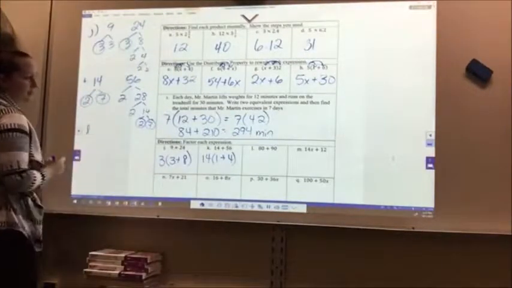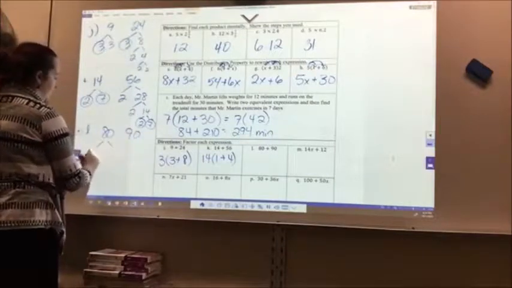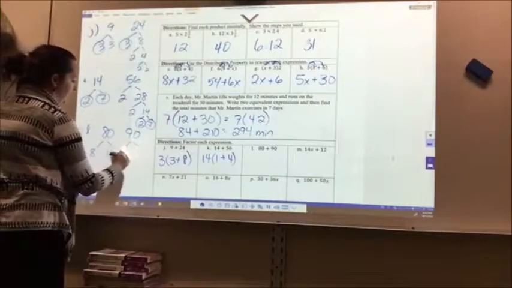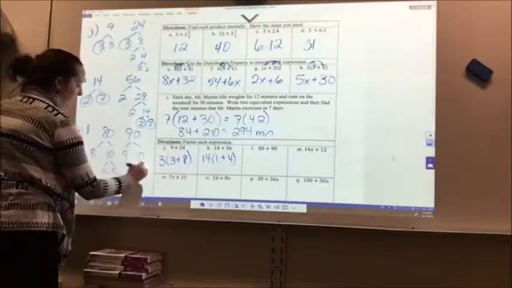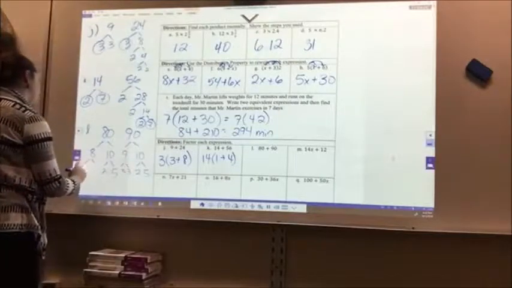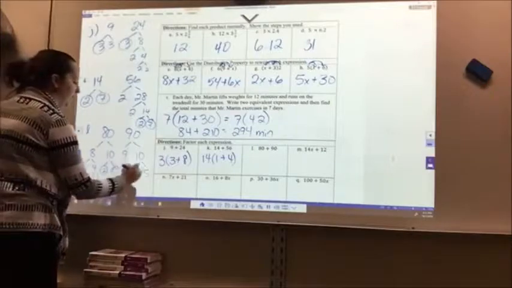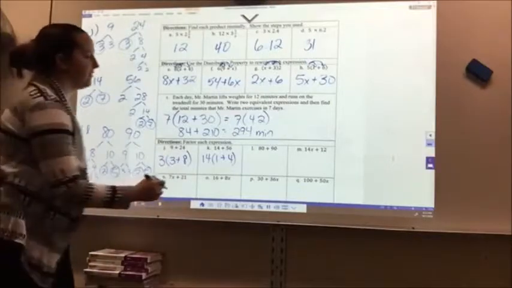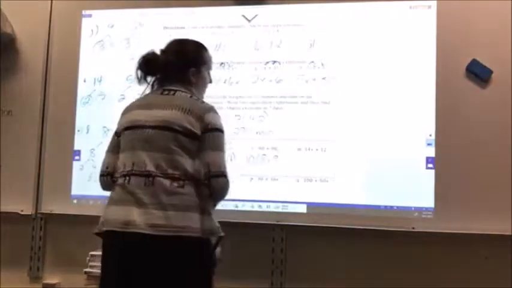For L, I have 80 and 90, so this is 8 times 10, this is 9 times 10. They have a 2 and a 5 in common. So 10 is what I can factor out. I'm left with 8 plus 9 on the inside.